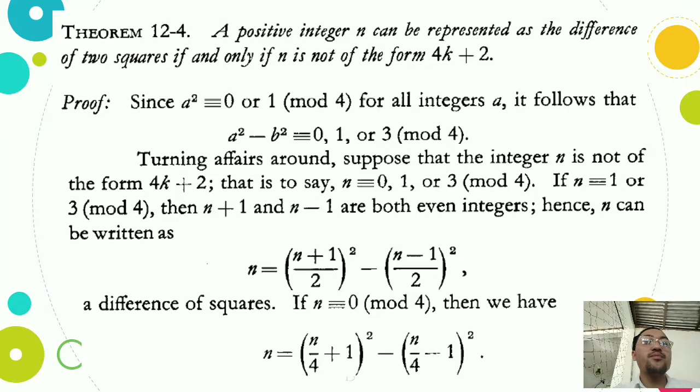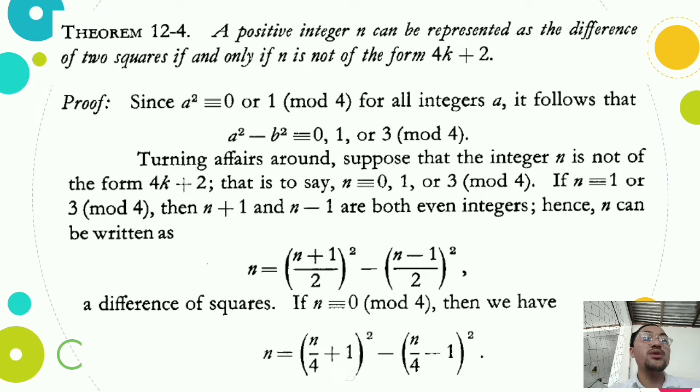Theorem 12.4: A positive integer n can be represented as the difference of two squares if and only if n is not of the form 4k plus 2. Proof. Since a squared is congruent to 0 or 1 modulo 4 for all integers a, it follows that a squared minus b squared is congruent to 0, 1, or 3 modulo 4. Turning affairs around, suppose that the integer n is not of the form 4k plus 2, that is to say, n is congruent to 0, 1, or 3 modulo 4.